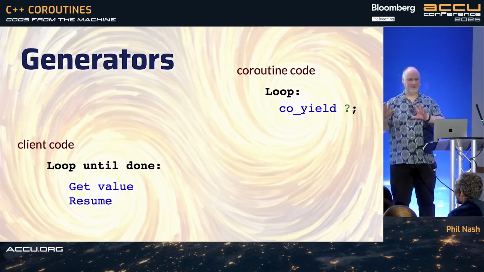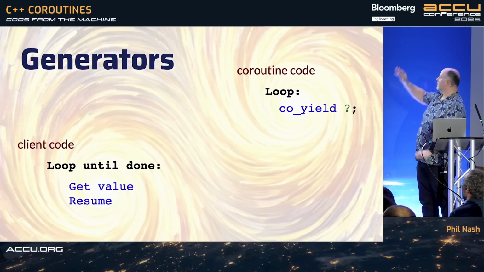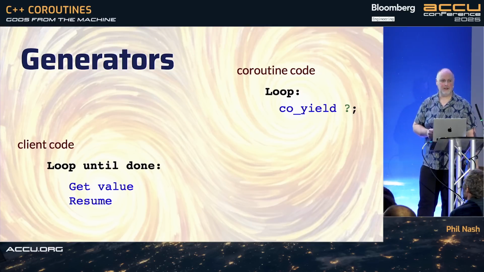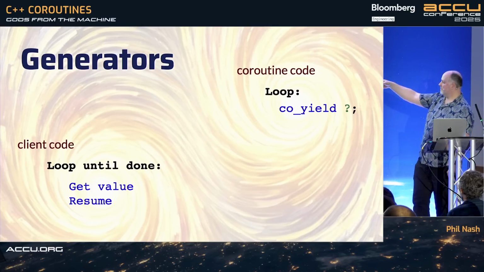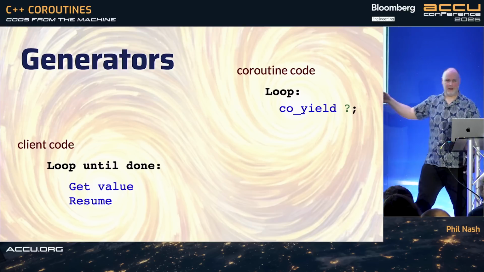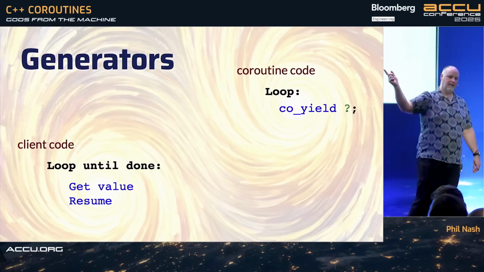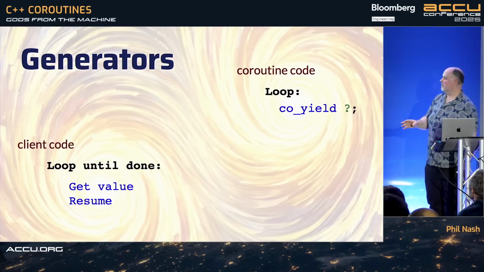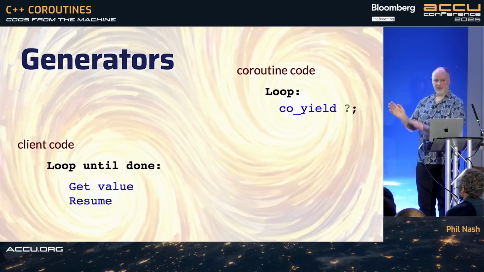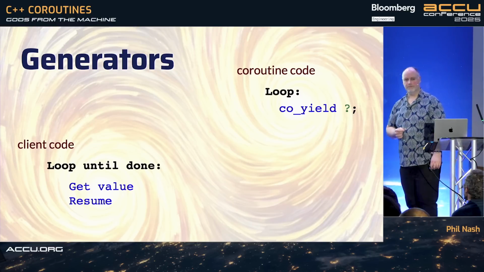This is a really common reusable pattern with coroutines. Co-yield in a loop and an outer loop in our calling code. Getting values, resuming, and then checking whether we're done. But this part, the getting values, resuming, and checking if we're done, is not unique to coroutines. We've been doing this for a long time. It's the basis of iterators, ranges, and even before that, it's basically how we implement loops in general.